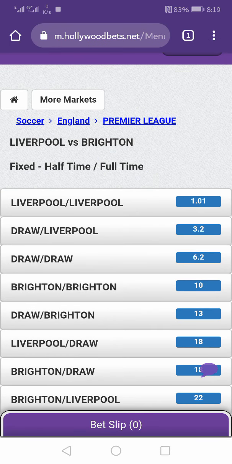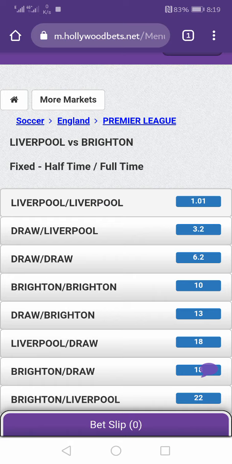If you're saying Liverpool will lead the first half, you select Liverpool to lead the first half, and you're saying Liverpool will win the full match also. So you're saying Liverpool and Liverpool, because you're saying Liverpool will win the first half, and then the full match will be won by Liverpool again. For example, let's say Liverpool lead the first half 1-0, and the final score is 1-0. Liverpool doesn't score in the second half, the match ends 1-0, and you selected this one. That means it's a win for you. It's a nice win for you.